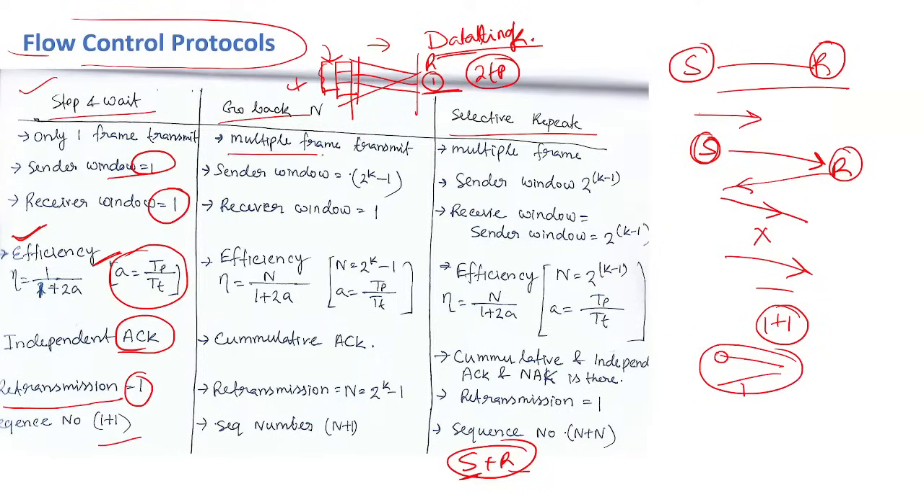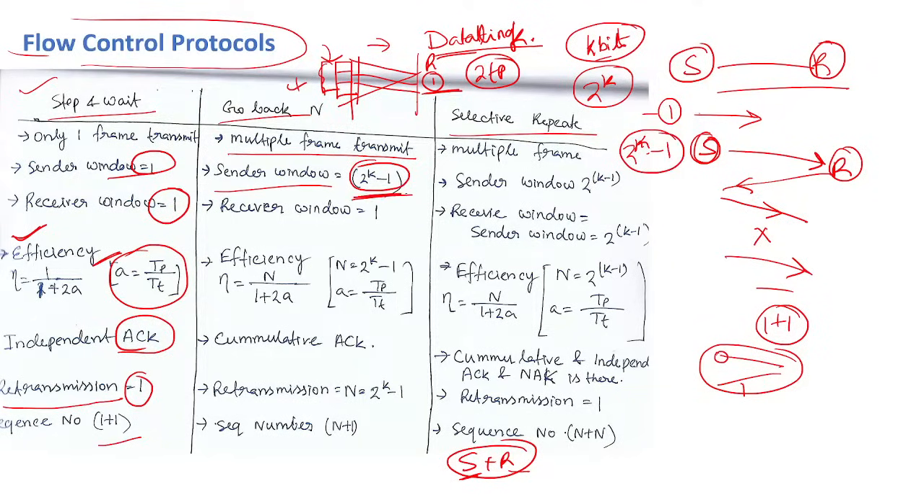Here you can see the multiple frame transmit. Sender window will be 2 to the power k minus 1. How is it coming? If k number of bits is allocated for the sequence number, then the total possibility is 2 to the power k. Out of that, the receiver will be only 1. That's why the sender can take only 2 to the power k minus 1. Very important. It is 2 to the power k minus 1. And the receiver window will be only 1 here. Okay.